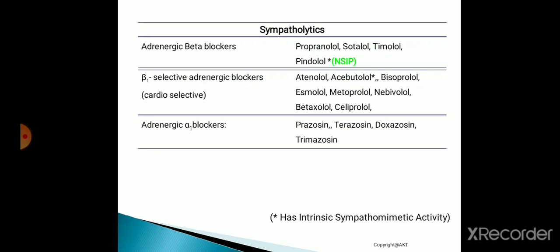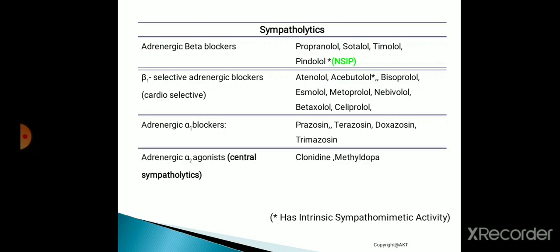Adrenergic alpha-1 blockers, already discussed. All end with osin. Remember that: prazosin, terazosin, doxazosin, and trimazosin. Here I have avoided the drug name tamsulosin, which was discussed under alpha-1 blockers under ANS, because tamsulosin is not used for treating hypertension. It is very specific for BPH, benign hyperplasia of the prostate gland.